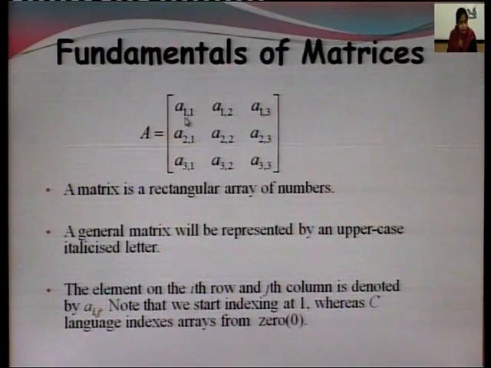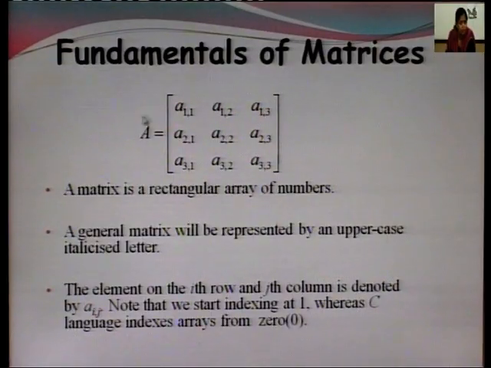The element in the first row and the first column is denoted by A11. The generalized notation used for representing an element position is Aij, where i is the row index and j is the column index. In mathematics, we start indexing at 1, meaning 1, 2, 3 for 3 rows and 3 columns, whereas in C language indices start from 0. So, generally the first row is represented by index 0, the second row by index 1, and the third row by index 2.